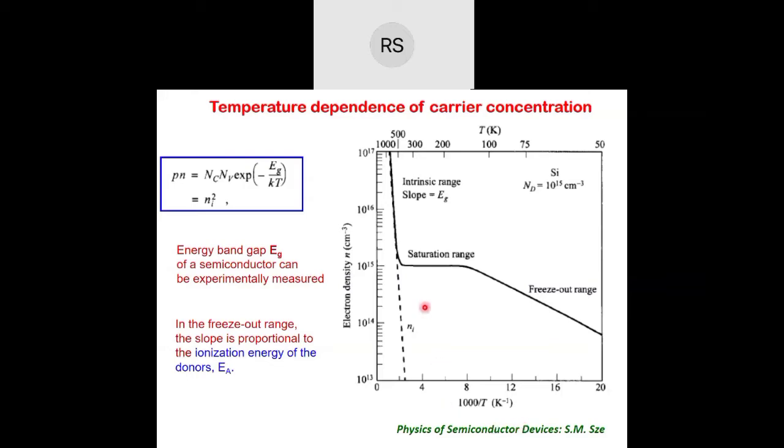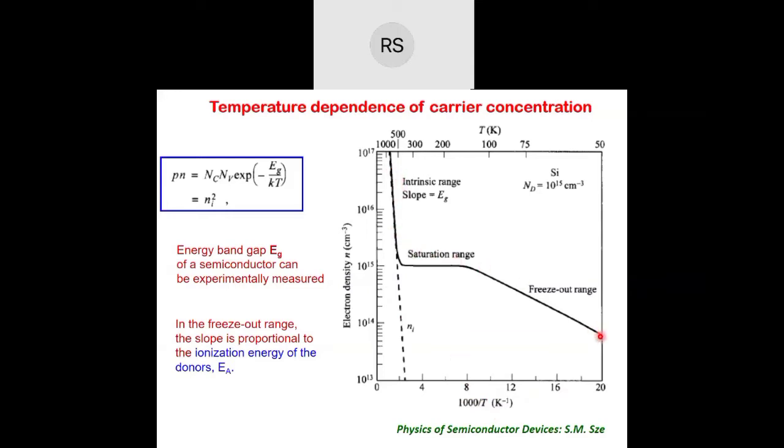Okay, you have a cryostat and you load your sample there and do the same measurements as a function of temperature. Now plot the electron concentration as a function of the reciprocal of temperature. What are you going to get? You are going to get this kind of graph. Okay, so this is the graph.